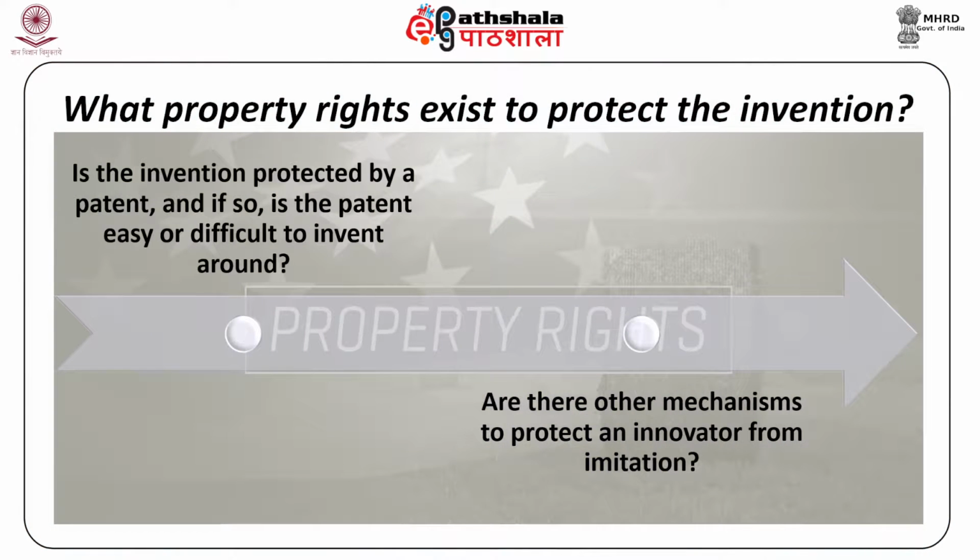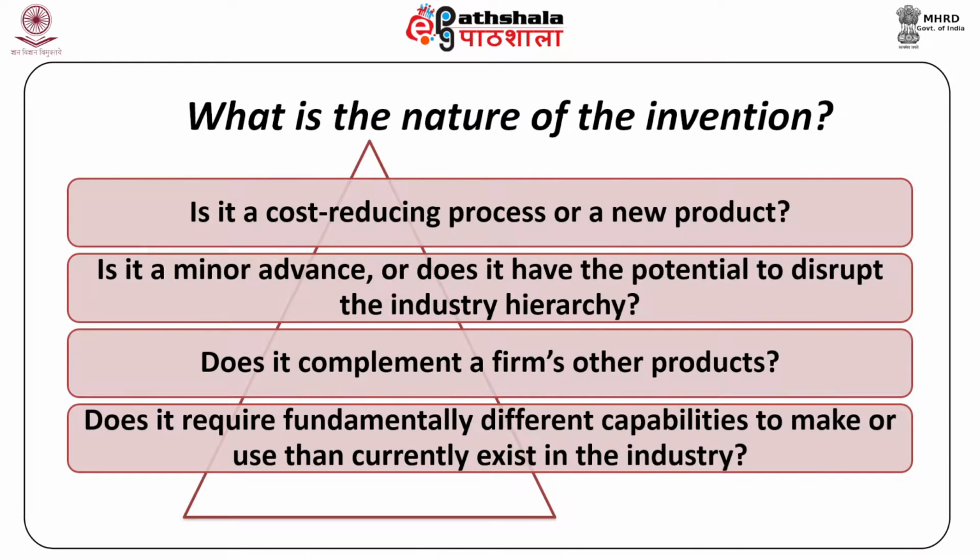What property rights exist to protect the invention? Is the invention protected by a patent, and if so, is the patent easy or difficult to invent around? Are there other mechanisms to protect an innovator from imitation? What is the nature of the invention? Is it a cost reducing process or a new product? Is it a minor advance or does it have the potential to disrupt the industry hierarchy? Does it complement a firm's other products? Does it require fundamentally different capabilities to make or use than currently exist in the industry?